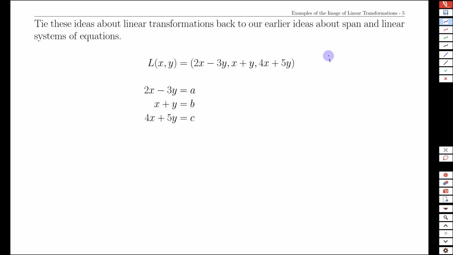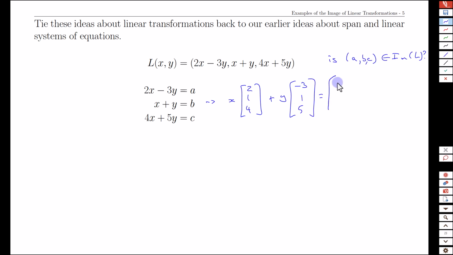So if we ask the question, is the point ABC in the image of L? And that's what we did for the last two examples. What we end up doing is creating a system of linear equations based on the transform for the left-hand side and our point on the right-hand side. That's fine. But then when we built our linear system, what we ended up with was effectively asking this question here. Take the coefficients that go with x, take the coefficients that go with y, these are the coefficients in our linear system, and put in our point here, our target point.